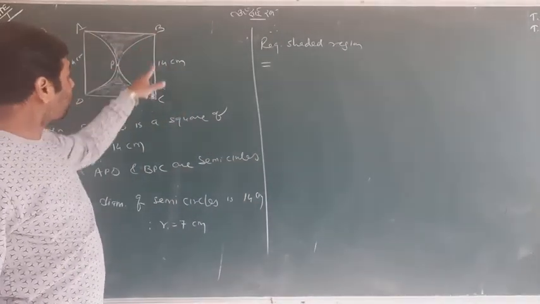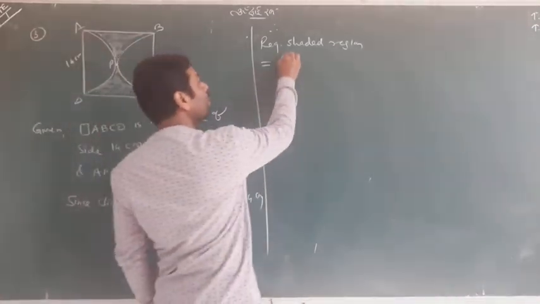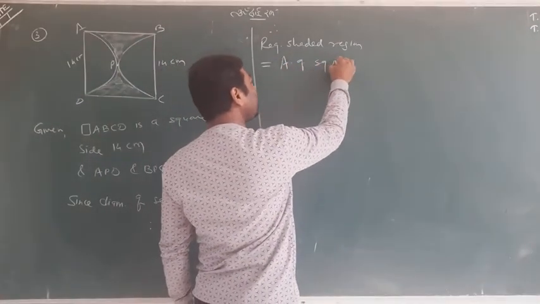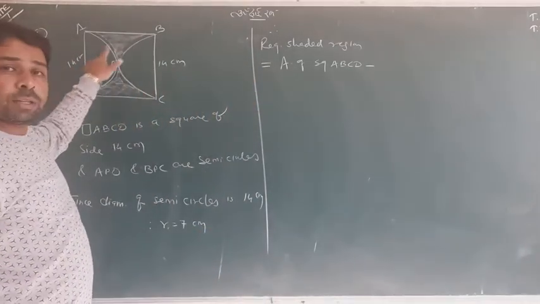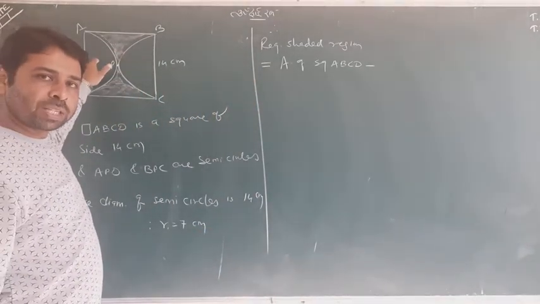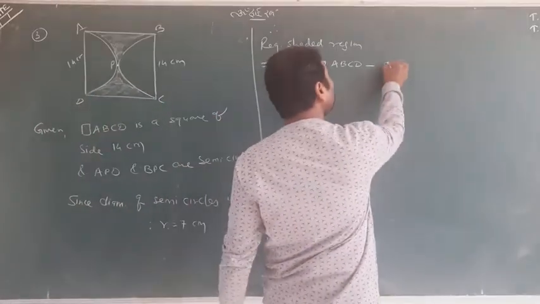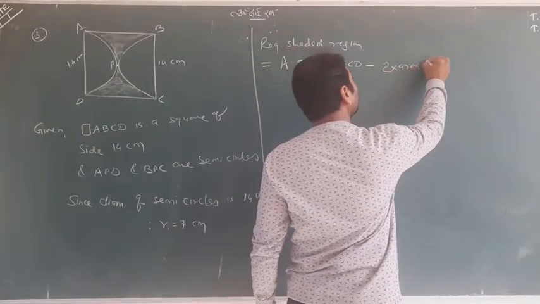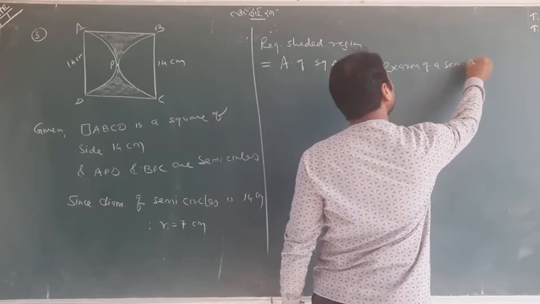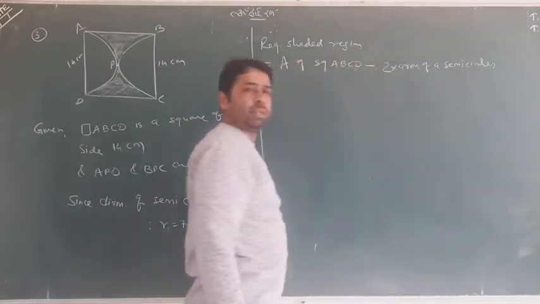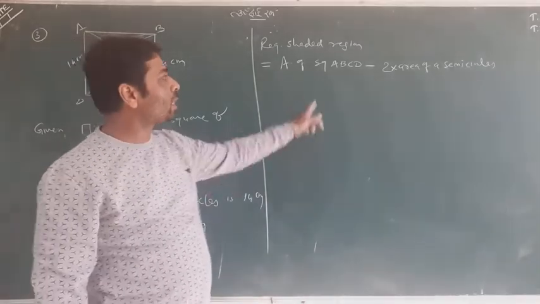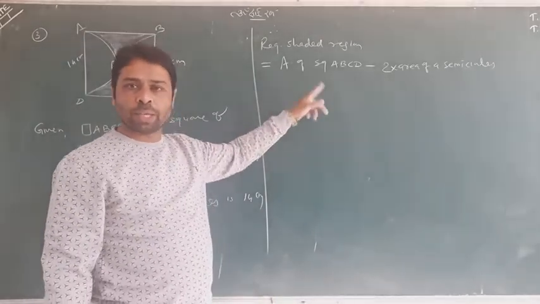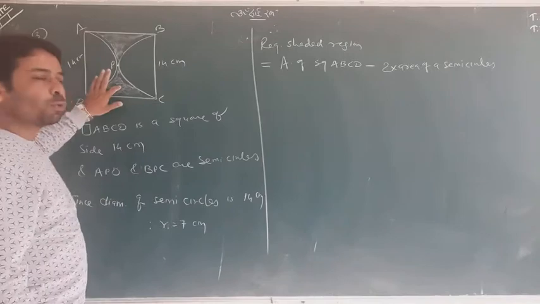So this is the area of the square ABCD minus these two areas. This is a semicircle and this is also the same semicircle. So I write 2 into the area of a semicircle. So one semicircle area into 2 I will do, and then I will subtract that area from the whole area of ABCD.